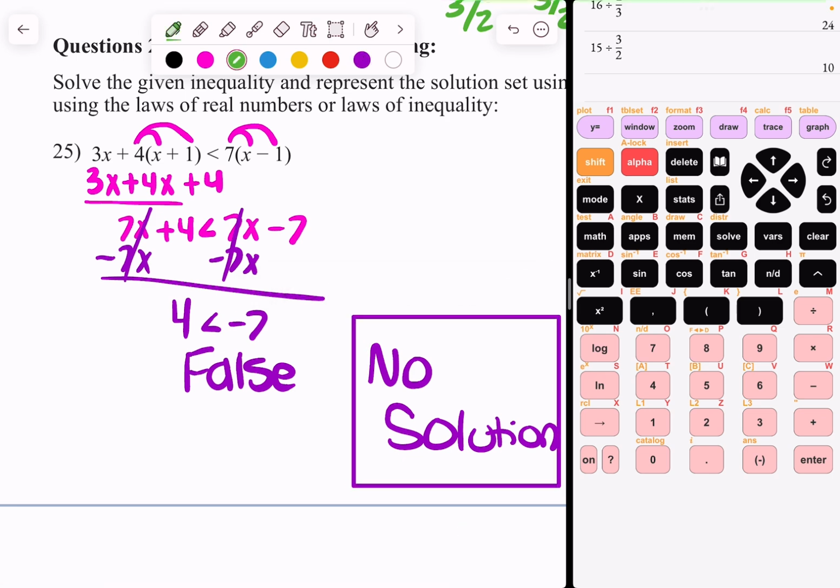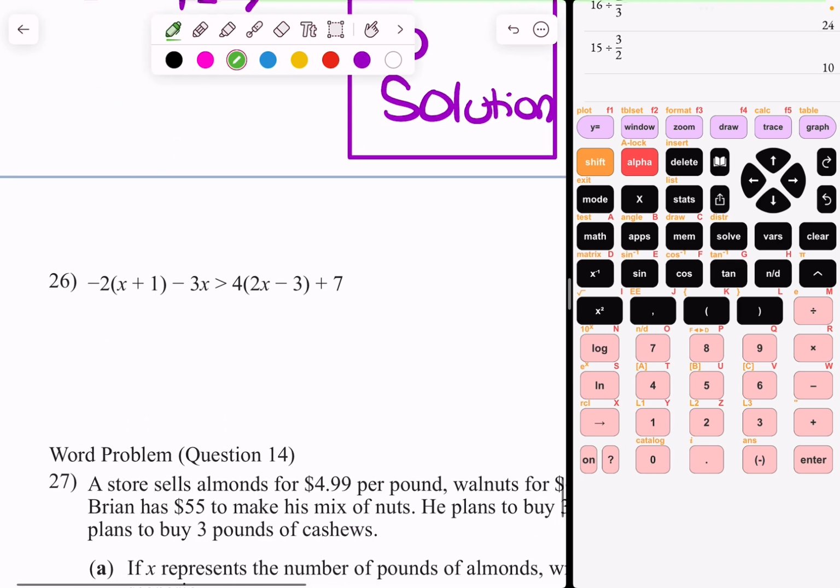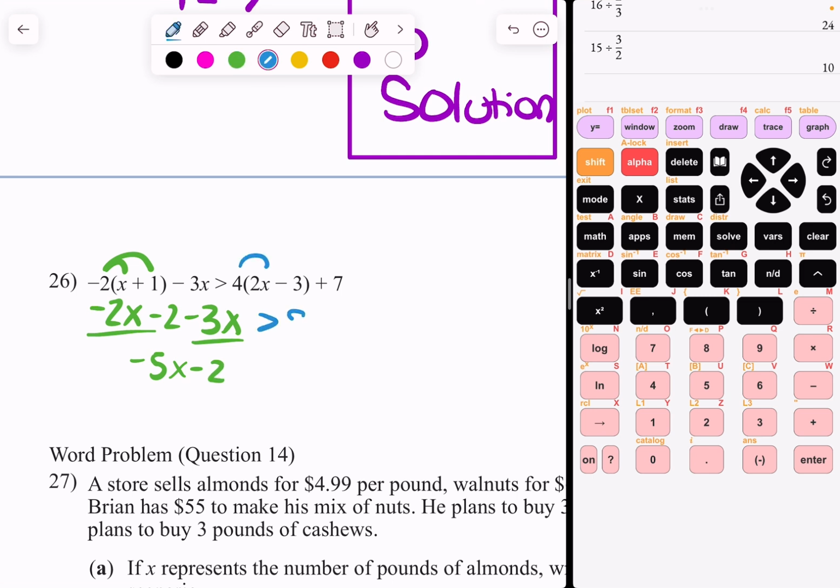All right, and let's look at this next one. Negative 2 times x is negative 2x. Negative 2 times 1 is negative 2 minus 3x. Negative 2x minus 3x is negative 5x minus 2. 4 times 2x is 8x. 4 times negative 3 is negative 12 plus 7. So I have 8x minus 5.